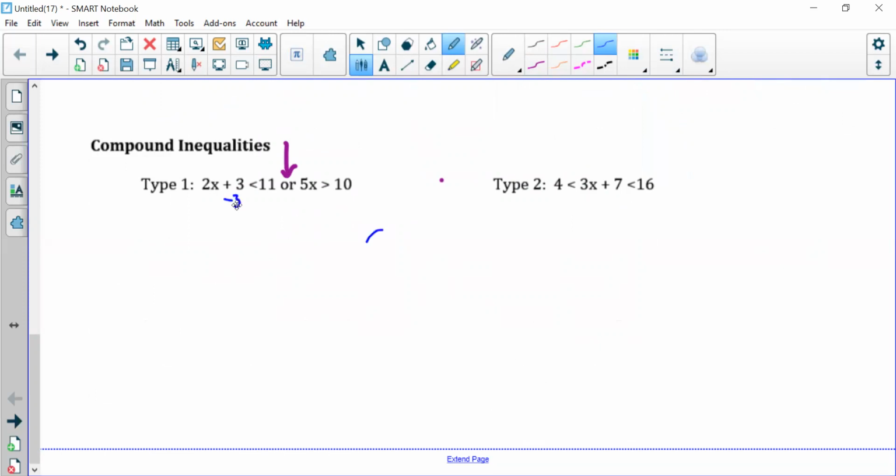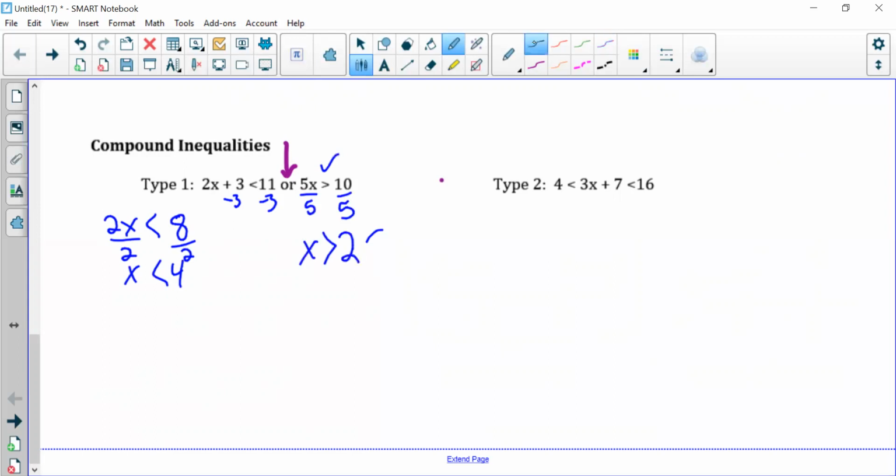So minus 3 here, minus 3 here gives me, I'm going to scoot it over, 2x is less than 11 minus 3, which is 8. Divide both sides by 2, so I get x is less than 4. Go back up here and do this one. 5x is greater than 10. Divide both sides by 5, so I get x is greater than 2.